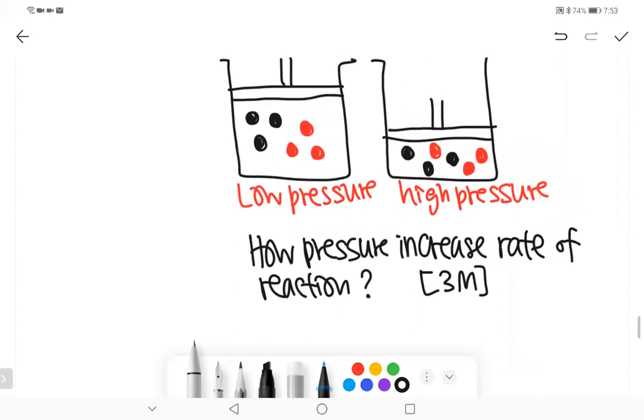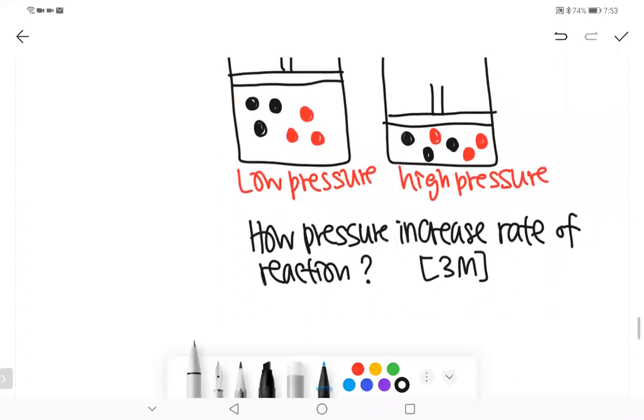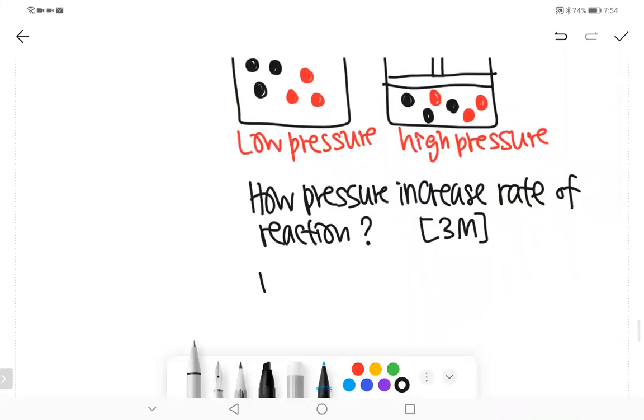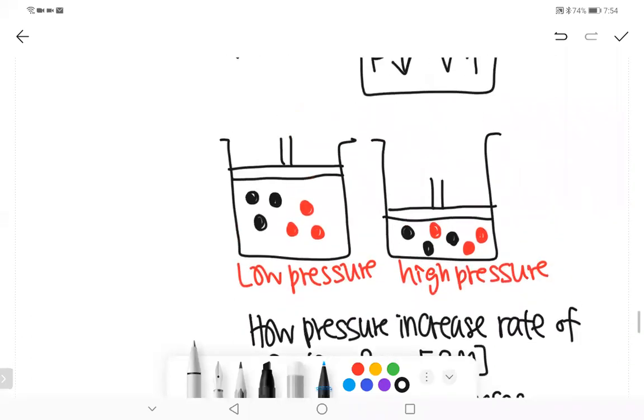So when we increase the pressure, as you can see, the volume gets smaller. When pressure increases, the volume decreases. When the volume decreases, what you can see from this picture is that here we have 6 particles, and here we also have 6 particles. But the difference is what?